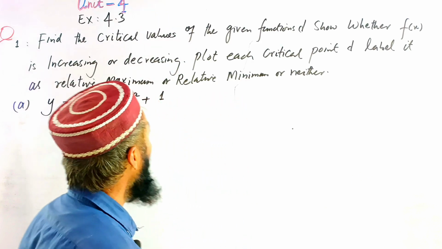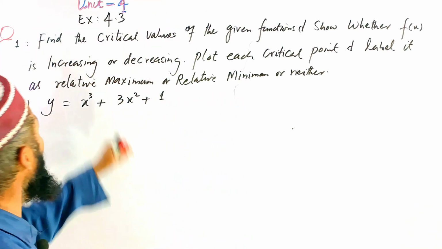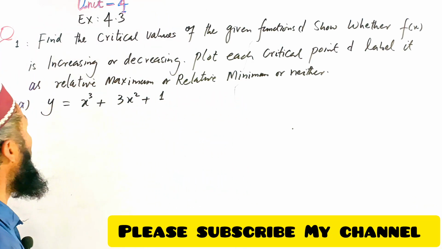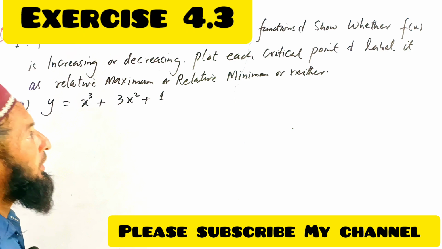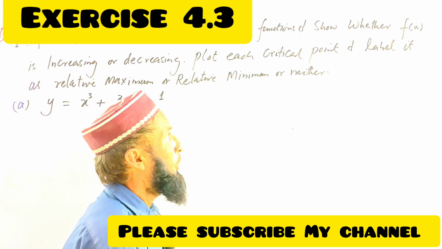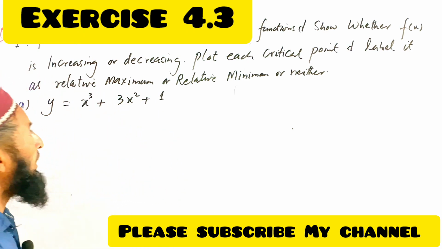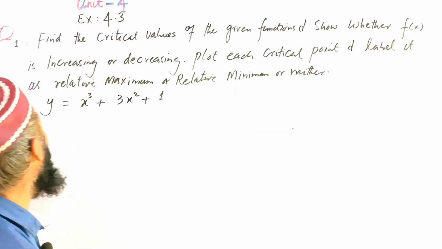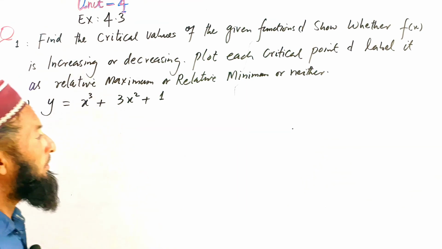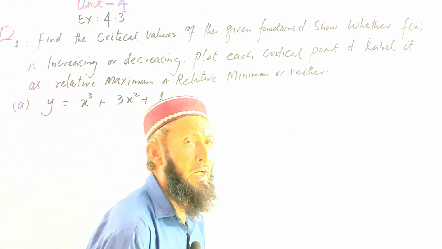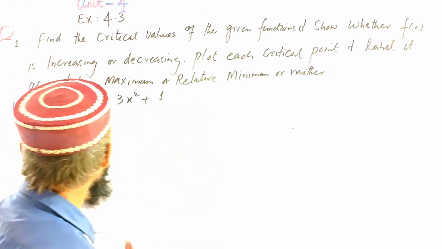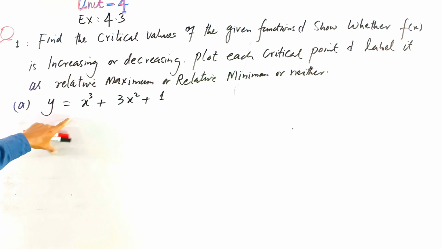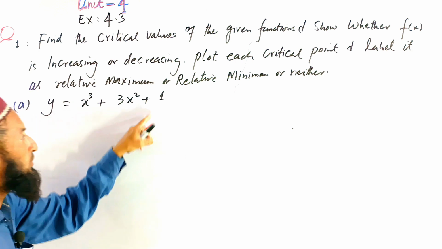Students, today we have a new exercise 4.3. Question number 1: find the critical values of the given function and show whether this function is increasing or decreasing. Plot each critical point and label it as a relative maximum, relative minimum, or neither. The question is part A, y is equal to x cube plus 3x square plus 1.